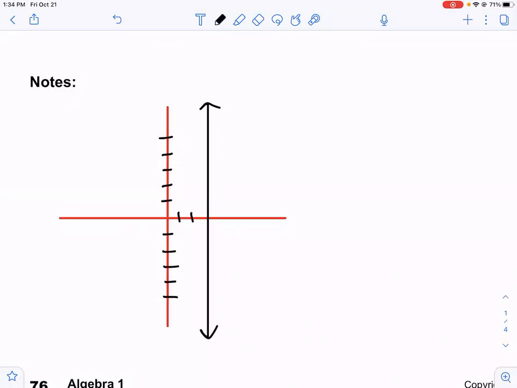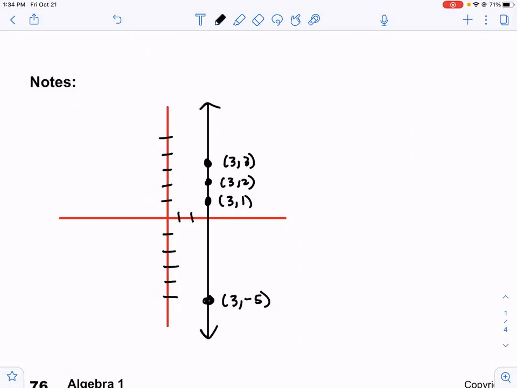Okay. What is the coordinate right here? 3, 1. Right? How about the coordinate right here? 3, 2. How about the coordinate right here? 3, 3. What about the coordinate down here? 3, negative 3. 3, negative 5. Okay.